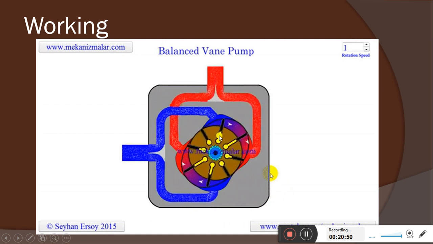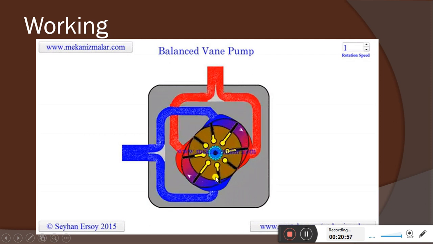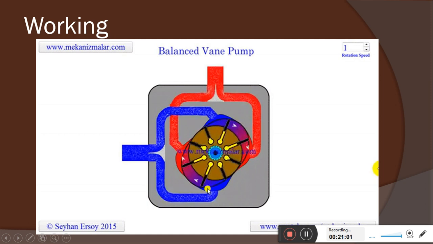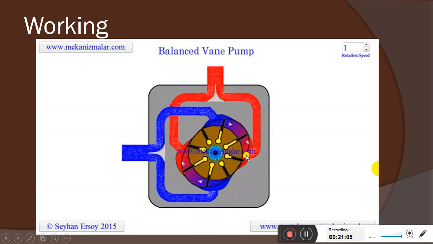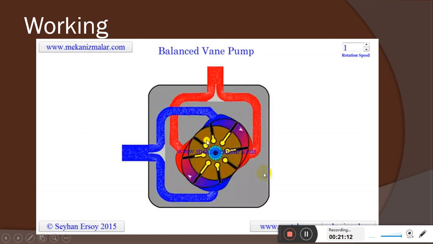You can see as this rotor rotates, at the same time suction takes place in this portion, and in here also suction takes place because of the increase of volume, and a partial vacuum is created. In these two portions the volume decreases, and the liquid is pressurized to flow to the next point. So that is how the operation takes place in the balanced vane pump.